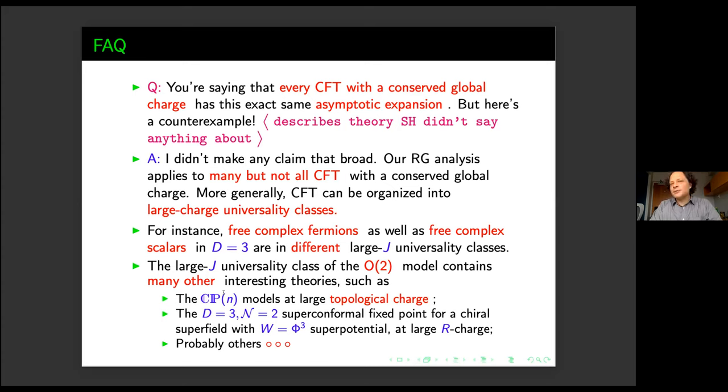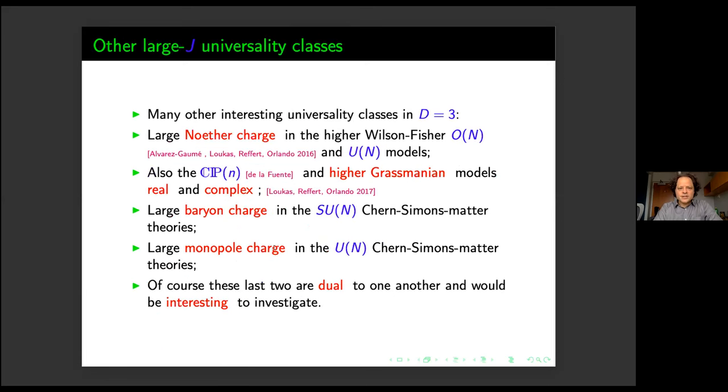And even a couple of models that don't satisfy those criteria, even those seem to be in the same universality class. So even just this one universality class seems to be very powerful and describe a lot of things. So before I go on to other universality classes, are there questions so far on the one I've discussed?